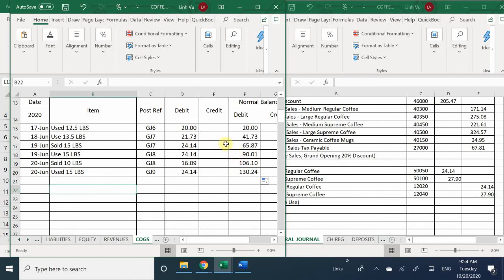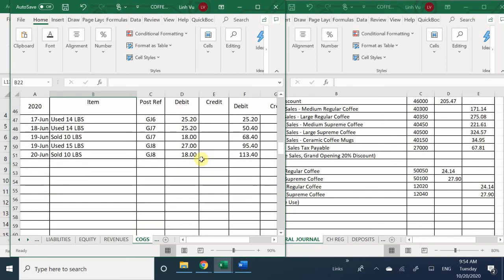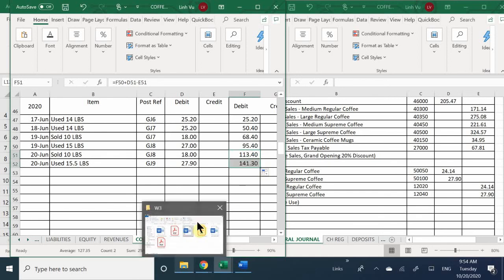And then for my supreme coffee, how many pounds did I use? 15.5 pounds, good. General journal number 9. And how much was 15.5 pounds? 27.90, bringing me a grand total of 141.30.